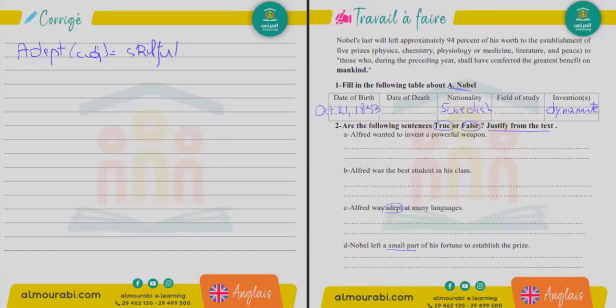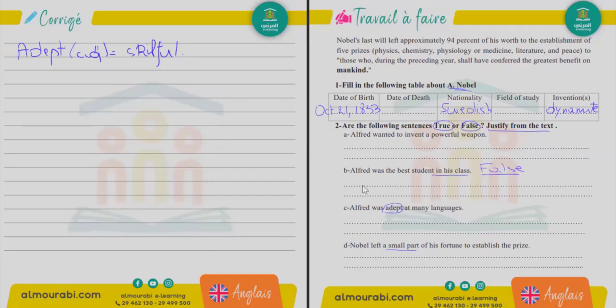Which question does this sentence answer here? Was Alfred the best student in his class? He didn't attend classes. Very good. So what are we going to say about that? True or false? That's false.